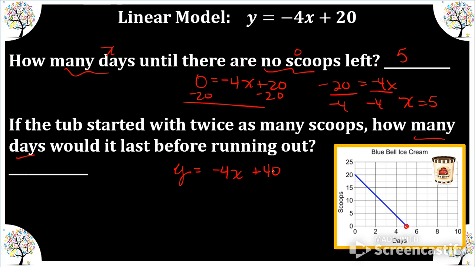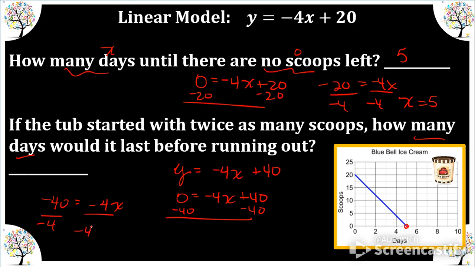So here's our new equation. So we have a new initial value. We want to know when there are 0 scoops. So let's isolate the x. Divide by -4. And x equals 10. So 10 days, which makes sense. Okay, because 5 days for 20. So if we double the 20, we double the 5.